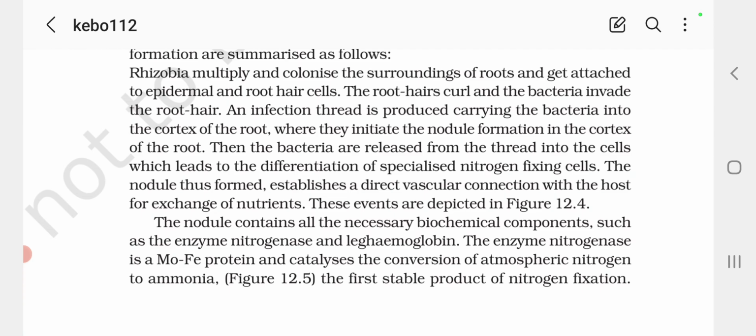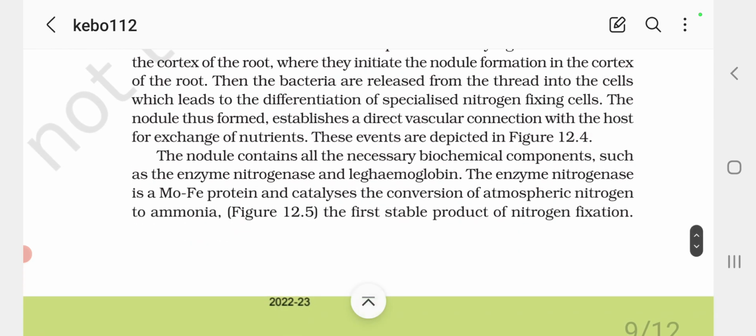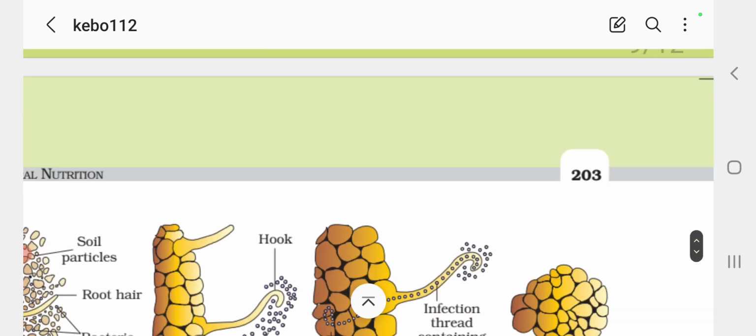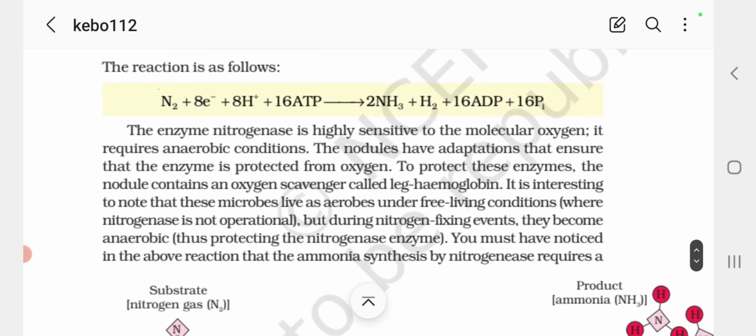The enzyme nitrogenase is a molybdenum iron protein and catalyzes the conversion of atmospheric nitrogen to ammonia, the first stable product of nitrogen fixation. The reaction is as follows.